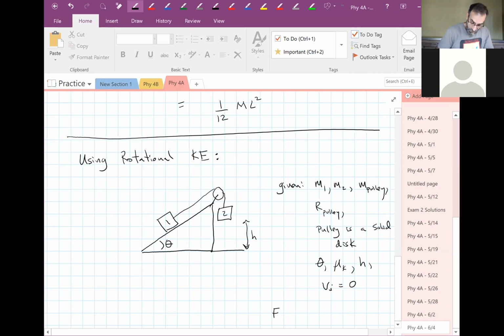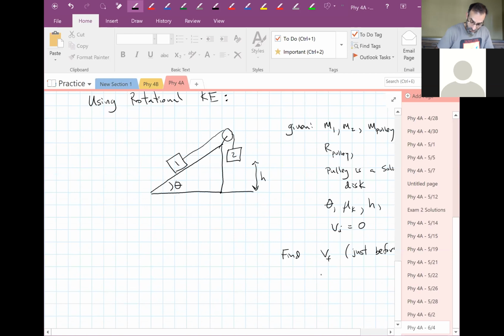Find V final just before M2 hits the ground.